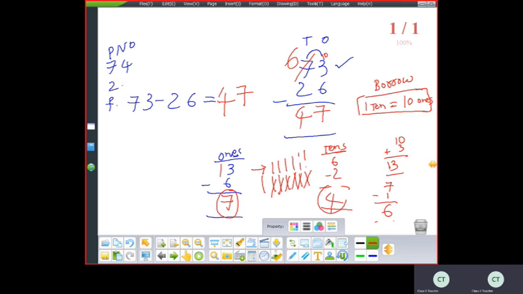Okay children, we have finished question number 2: A, B, C, D, E, F. You try these 2 questions, G and H, from question number 2. Remaining problems we will solve in our next class.